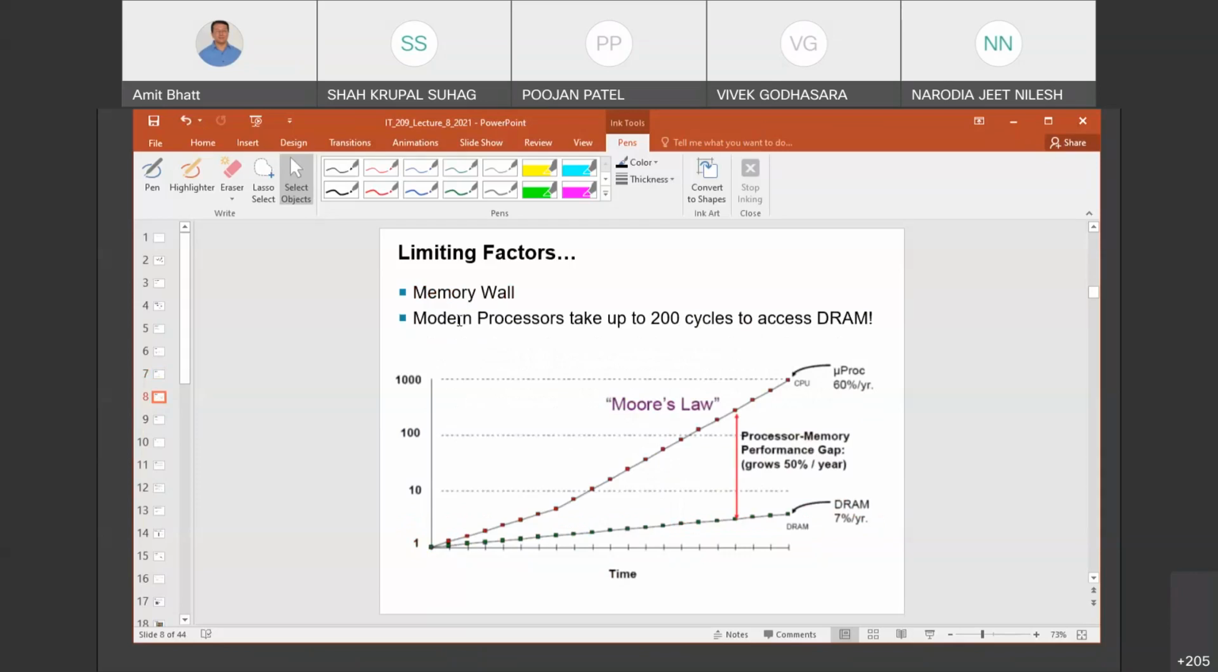Now, as I told you earlier, your memory speed is not keeping pace with the processor speed. So there is DRAM. Of course, DRAM is your main memory. It is becoming slower and slower compared to your processor. So if you miss in the cache, the time to go to main memory keeps increasing in terms of cycles. Time-wise, it may remain the same, but cycle-wise, it becomes way too much.